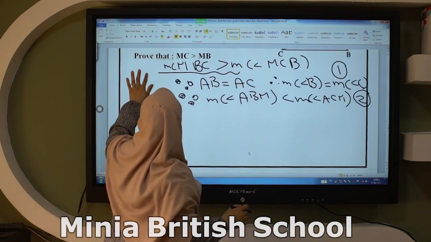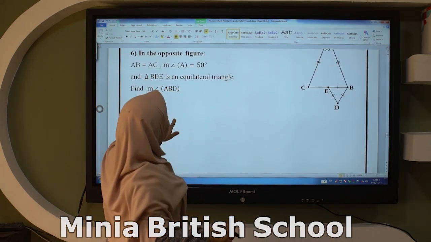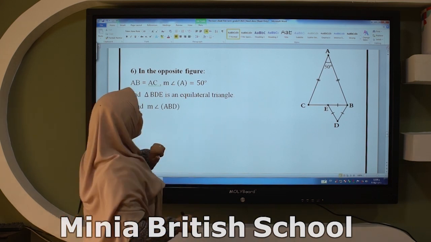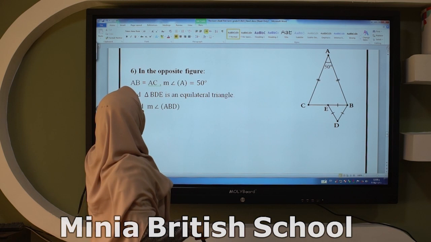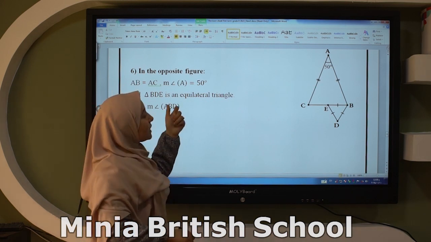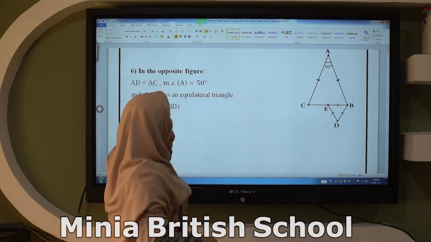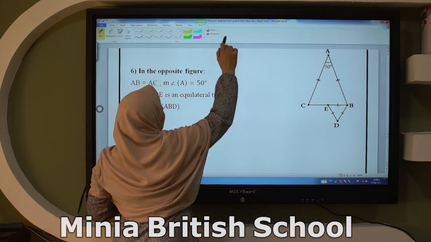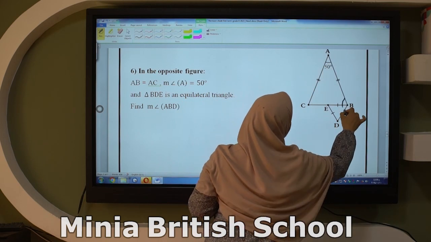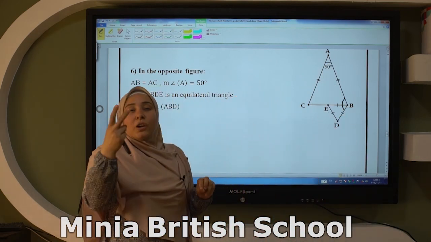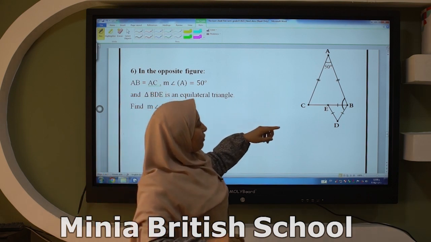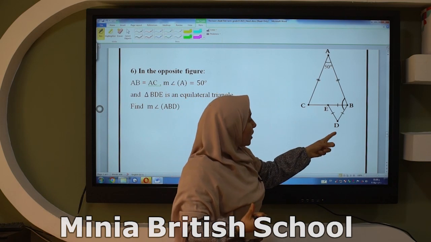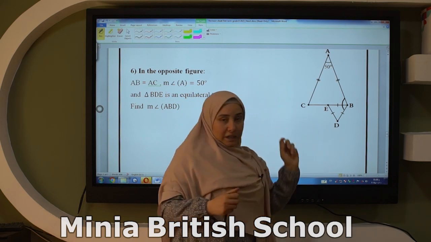Okay, the next one. Here I have AP equal AC, measure of angle A 50, and the triangle DPE is equilateral triangle. I need to find the measure of angle ABD. ABD, okay. ABD here consists of 2 angles. One of them in the triangle ABC and the second one in the triangle BDE, okay?